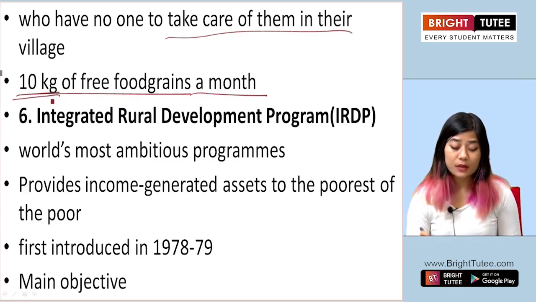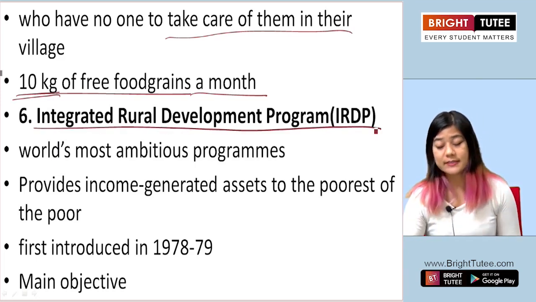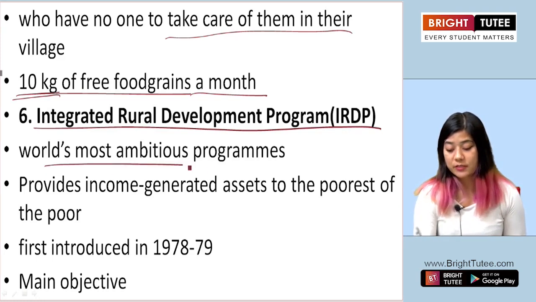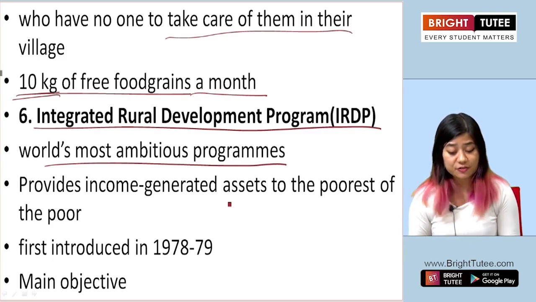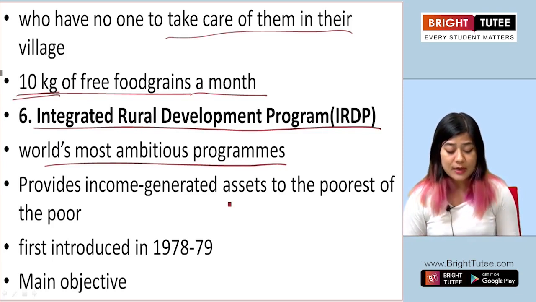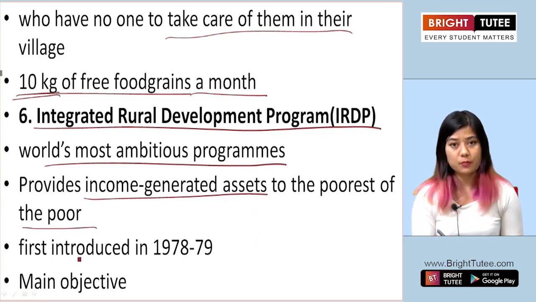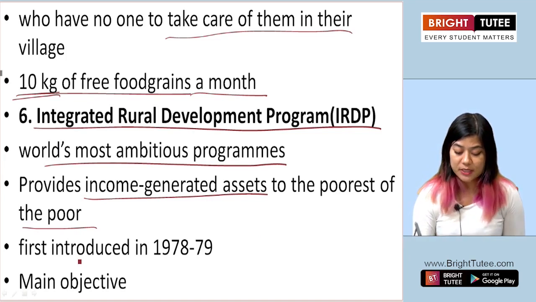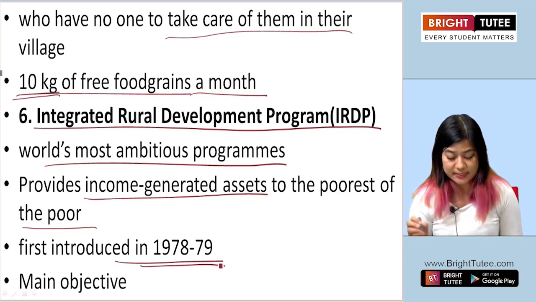Okay. The sixth program is called Integrated Rural Development Program. Now, this is one of the world's most ambitious programs, implemented in our country, India. It provides income generating assets to the poorest of the poor. It is for the poorest of the poor. It was introduced in the years 1978 to 1979.